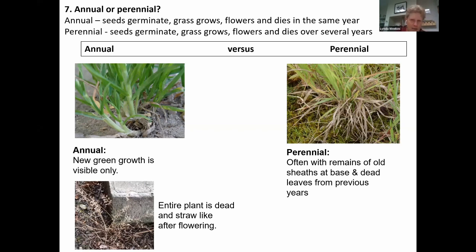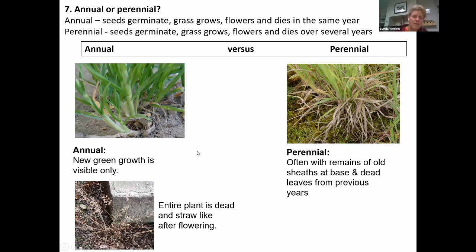If it's an annual grass, that's a grass that just grows and seeds and everything in 1 year and then dies off in one season. It's going to mostly have fresh growth. So there's no evidence really of a load of dead leaves or dead parts from previous years. It's going to be pretty green and fresh growth that you can see. Whereas if it's a perennial, you're very likely to see old parts of the old sheaths or leaves from the previous year at the base.